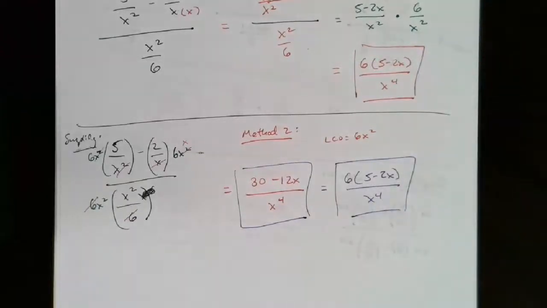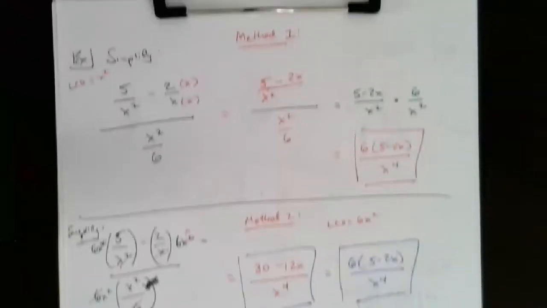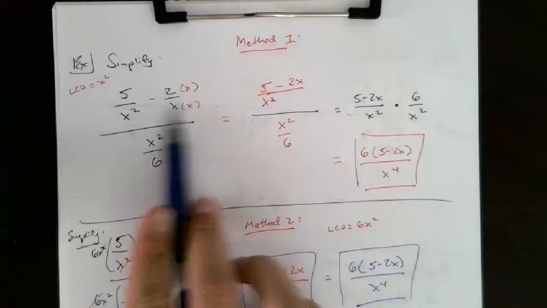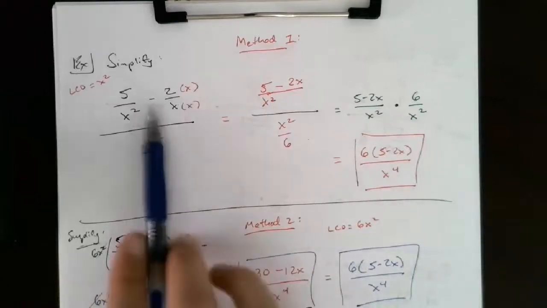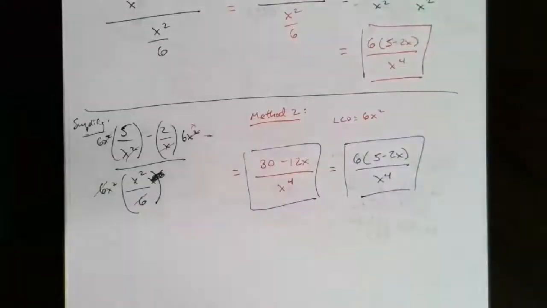The other part about this that's really important is that you shouldn't blend the methods, because if you blend the methods, then there will be confusion about what you're supposed to do. In method 1, remember, you rewrite the numerator and denominator each as a single fraction. In method 2, you clear the fractions out completely and then just simplify. All right, so they are different things.